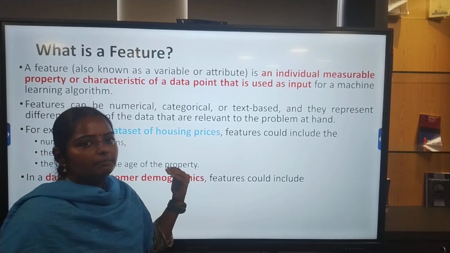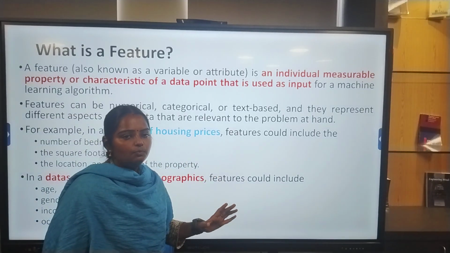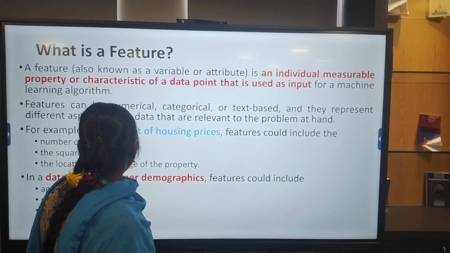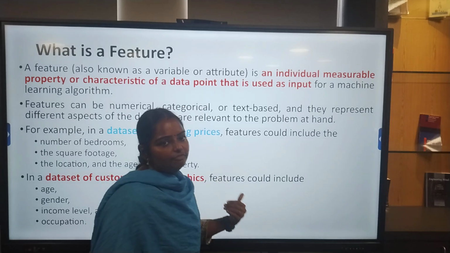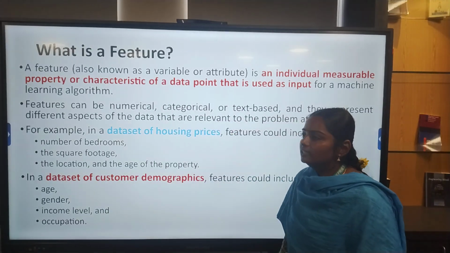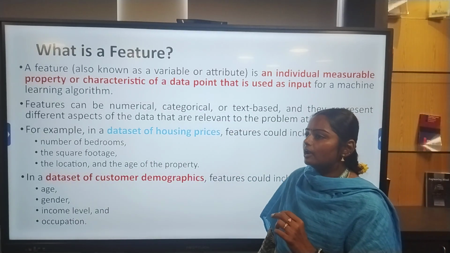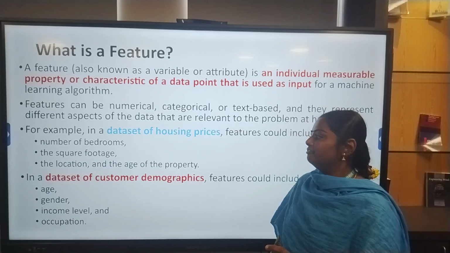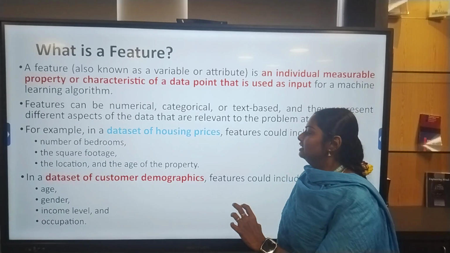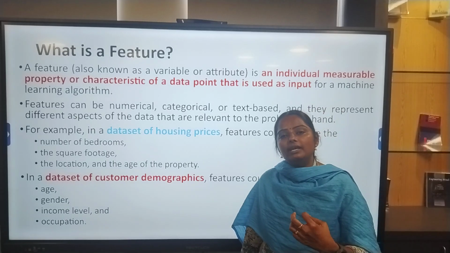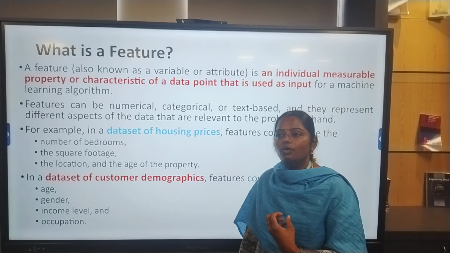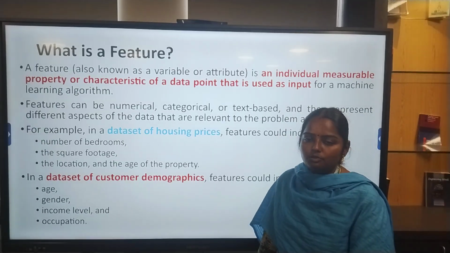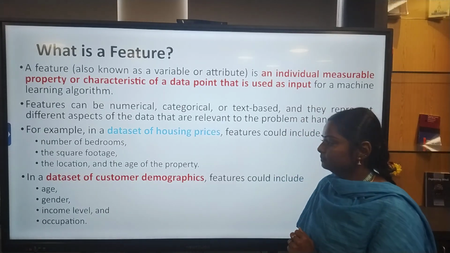For example, if I have a data set comprising information regarding housing prices, then I may have the following things as my features. The features are the number of rooms in the house, or number of bedrooms available in the house, the square feet, the location, and the age of the property, like the building is 7 years old or 10 years old or 50 years old. So age of the property may also be one of the features.